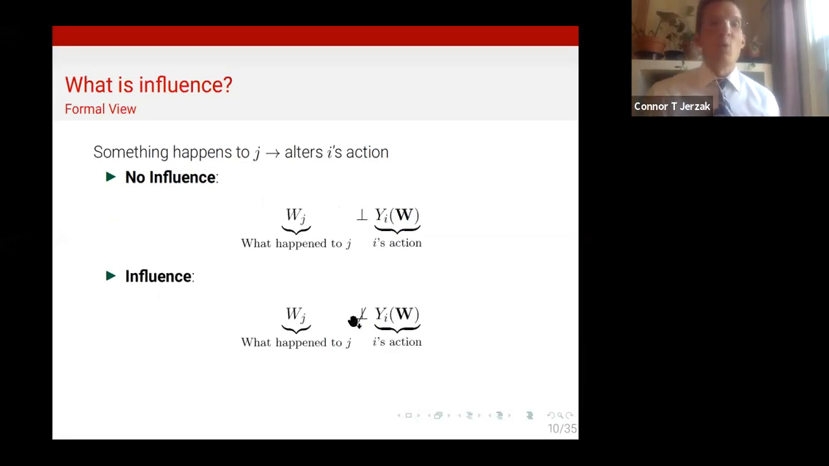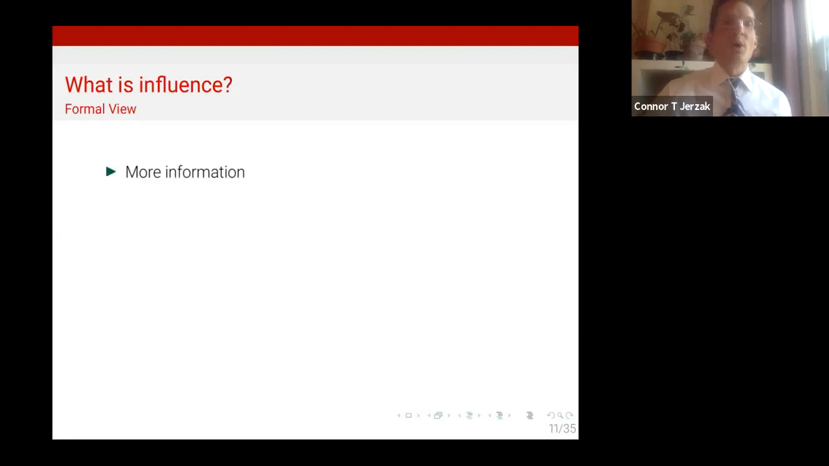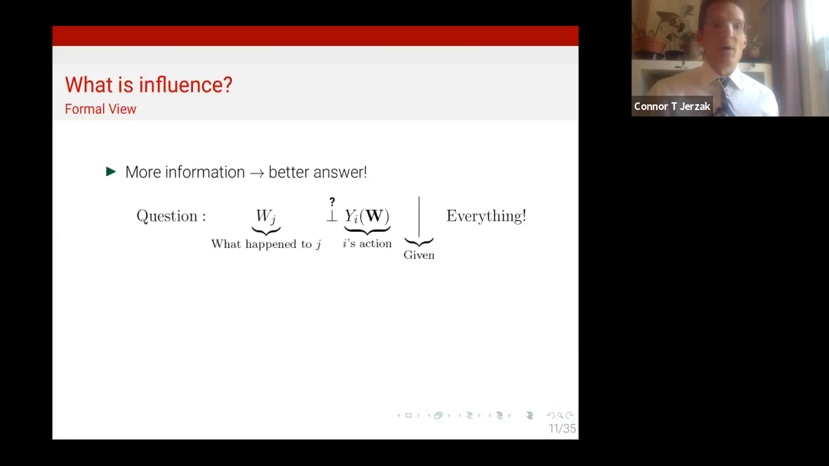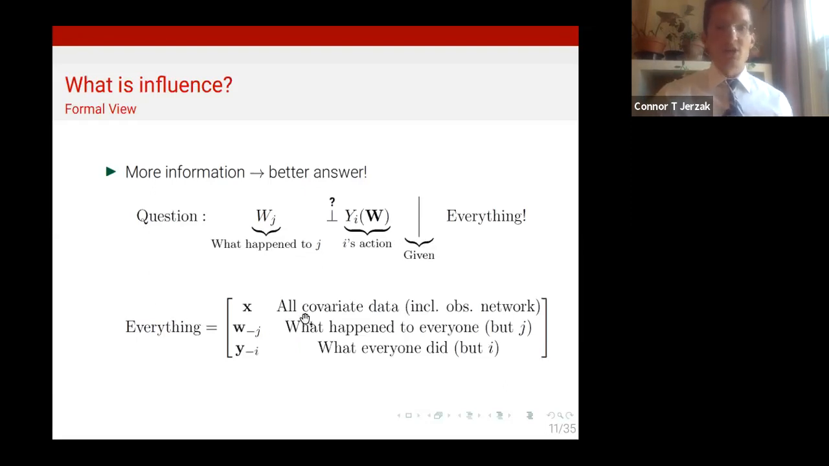But we don't want to stop here. We want to answer this question about independence using all the data at our disposal. So the more information that we use to answer this question, the better answer we're going to get. So in particular, the question that we have before us is what we had before, whether what happens to J somehow tells us something about what I's action will be. And here we're going to try to use, or condition on, everything that's at our disposal. And everything at our disposal could include things such as all the covariate data that we have, and that could include an observed network of some kind.